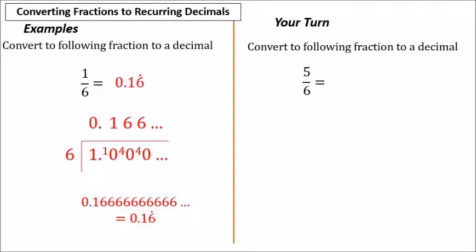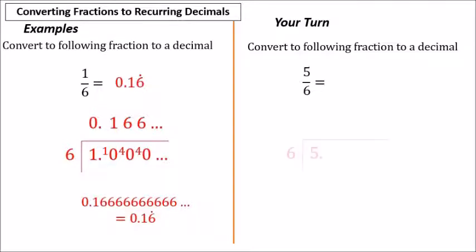Now the dot for recurring always goes above the digit that is repeated. If we have 2 digits repeating, then we have a dot over both of those digits. If we have 3 or more digits repeating, then the dot goes above the first and last digit that is repeating. Okay, so take time to write this down and then have a go yourself. Pause now. Now you've had a chance to have a go, let's go through the next question.